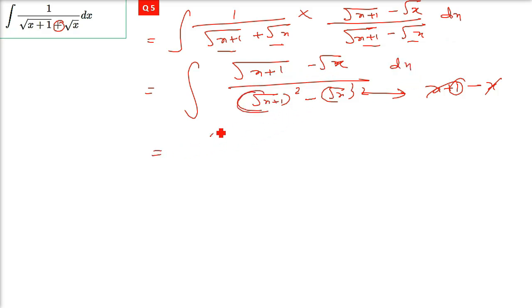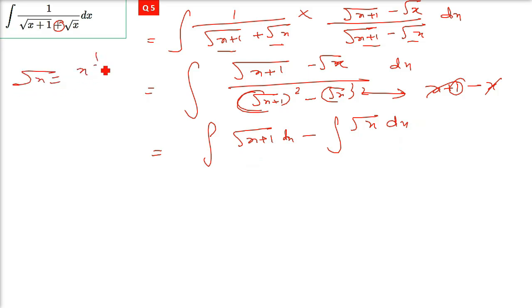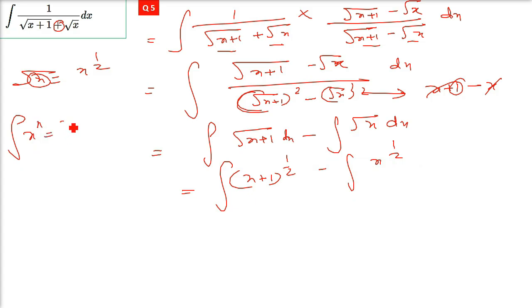See, denominator has already gone to 1. So we don't have to worry about the denominator now. So √(x+1) and √x separately we are going to integrate. √x is simply x raised half. But please remember, x + 1 has to be differentiated and the result will be kept in the denominator. So (x+1) to the power half, and here x to the power half. x raised n is x raised n + 1 by n + 1 plus constant of integration.